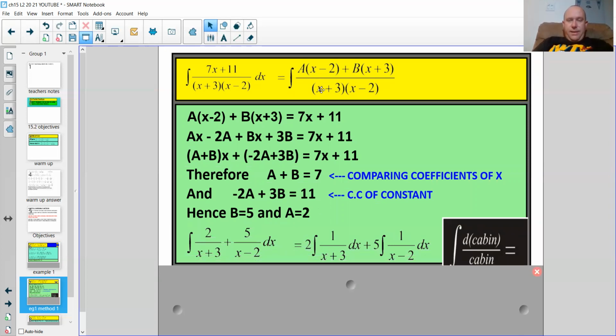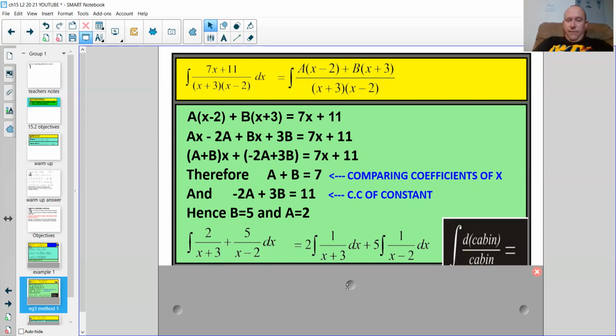So what we know then, going back to the original question, is that we had originally a over x plus 3. So now I can say it's 2 over x plus 3. It was originally b over x minus 2, so I can say it's 5 over x minus 2. And as I'm integrating here, sometimes it's useful to bring that constant term just to the front.